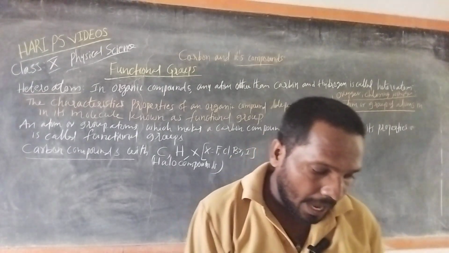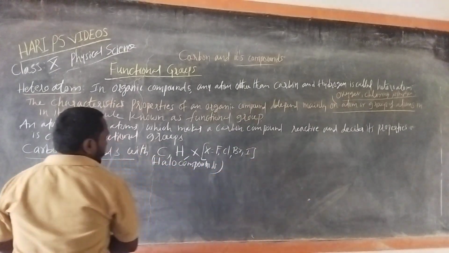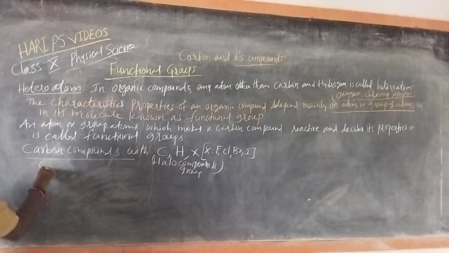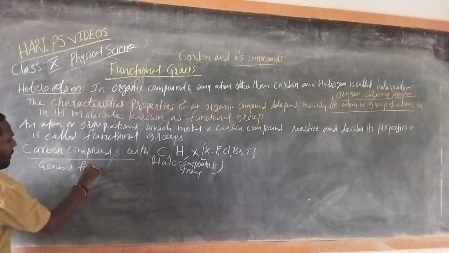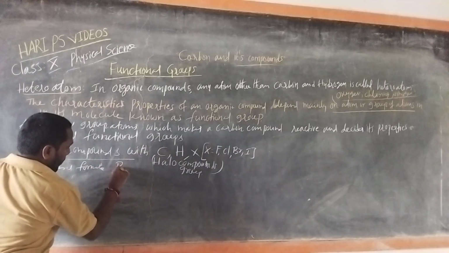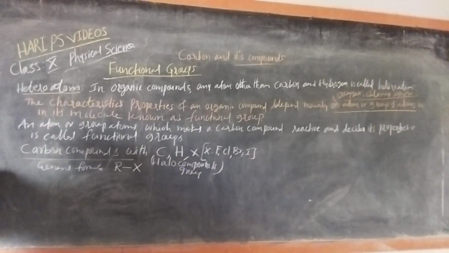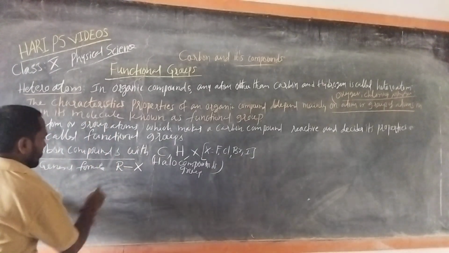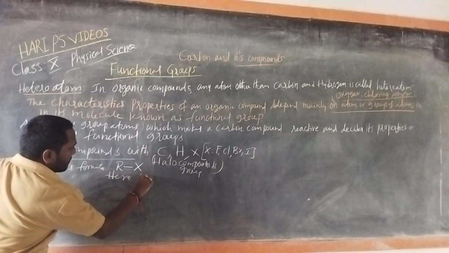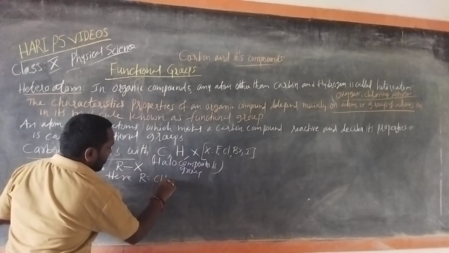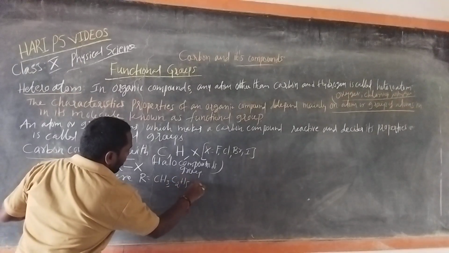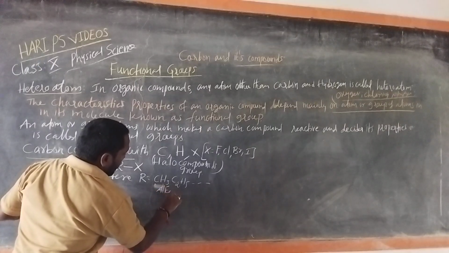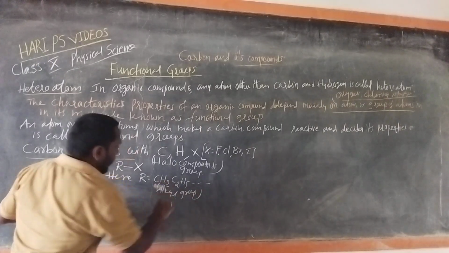Thank you so much. So halo groups, halo compounds or halo functional group. Its general formula is RX. Here R is equal to CH3, C2H5, etc. R is a methyl or alkyl group. Here R represents any alkyl group.